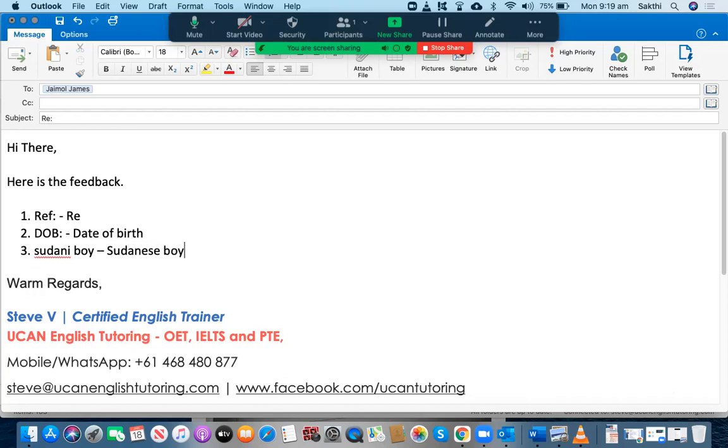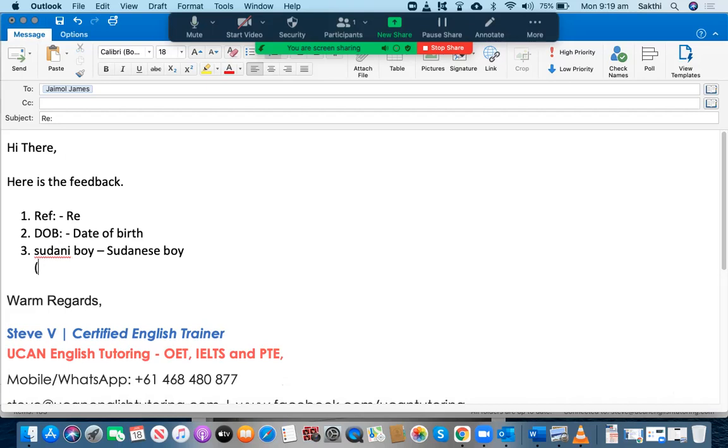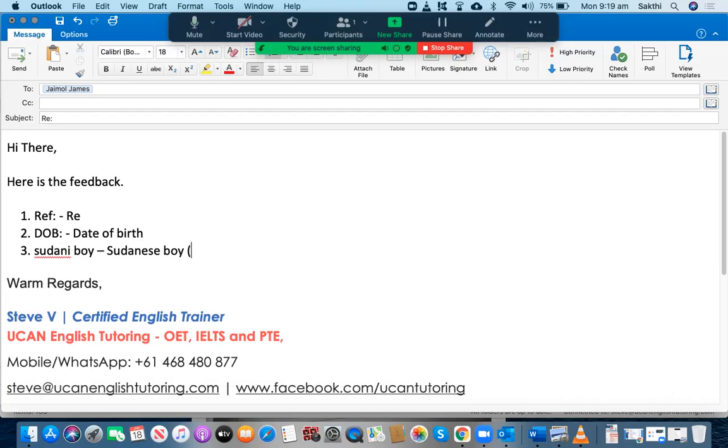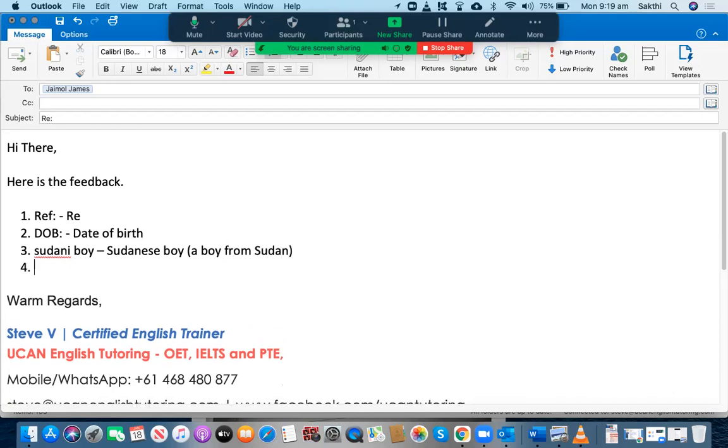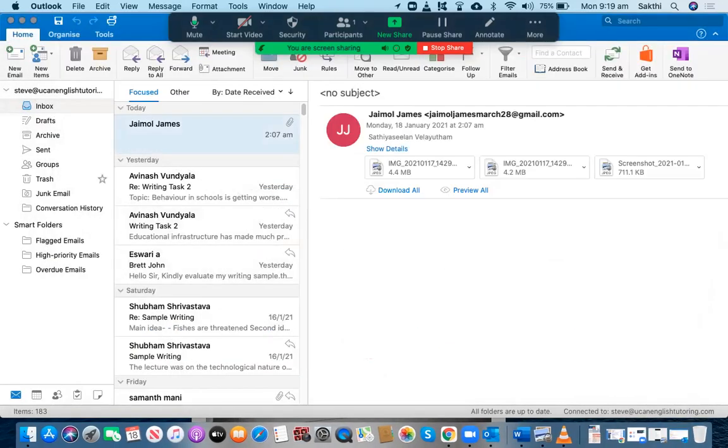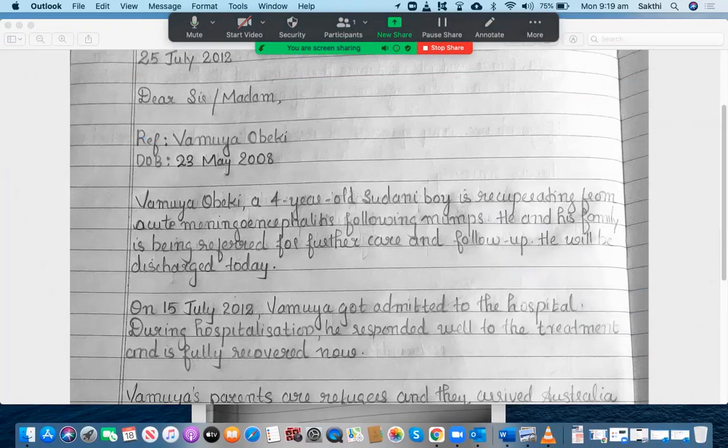Sudanese boy. But again, this one doesn't look good because she could have mentioned a boy from Sudan instead of writing a Sudanese boy. I mean, you need to be very careful in relation to the use of what you can say, the nationality. It's really important that you do this correctly. A 4-year-old Sudani boy is recuperating from acute encephalitis. That's okay. Following mums, and there is a full stop, I believe.